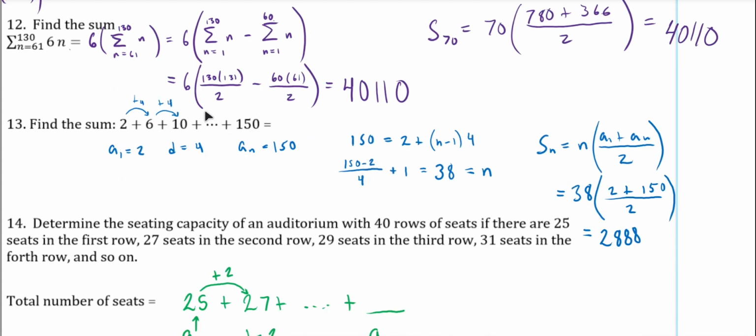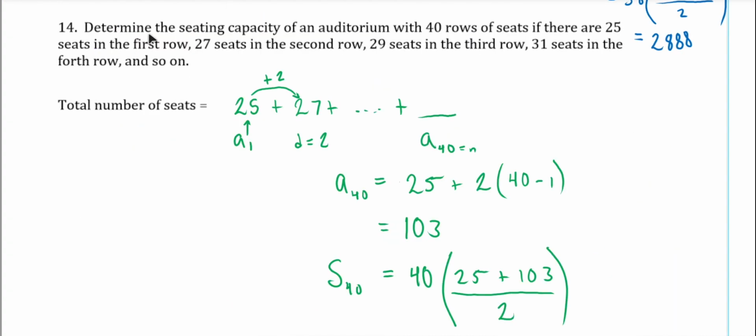We note this sequence is arithmetic, with a first term of 2 and a difference of 4, and our last term is going to be 150. We plug those expressions into the standard form of the arithmetic sequence and solve for n to find n is 38. Plugging these parameters n, a1, and an into our summation expression, we get 2,888.